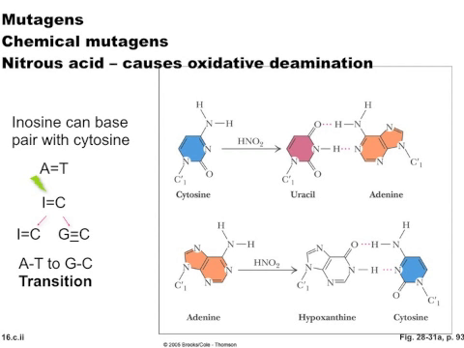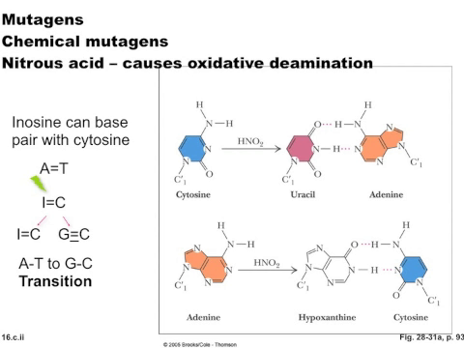Now another thing that can happen is the loss of hydrogen bond donors. This happens through the loss of an amino group. Chemical mutagens, such as nitrous acid, can cause oxidative deamination. Cytosine will lose an amino group to become uracil. We've seen this deamination before, and now because we have a hydrogen bond acceptor instead of a hydrogen bond donor, uracil will bind with adenine.